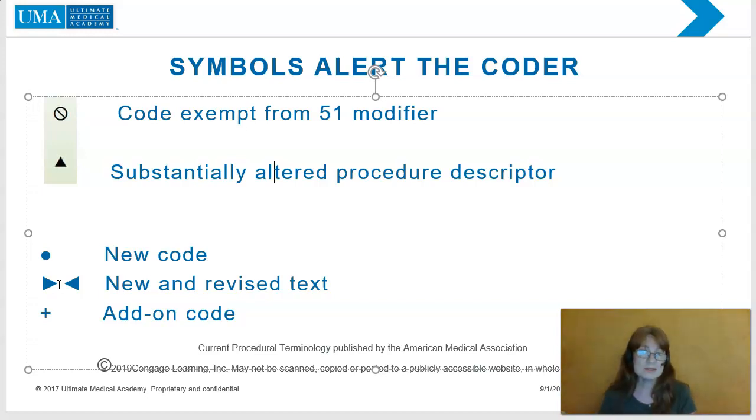The next symbol is the plus sign. The plus sign is an add-on code. It indicates that that code is additional to another code. It cannot be used by itself. It cannot be listed first on that claim form or in the code sequence. It's always used in addition to another code, hence add. Add means plus.